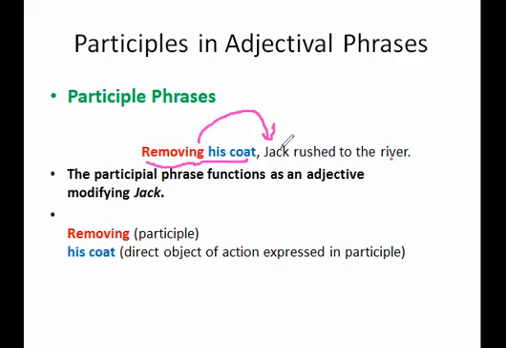What did Jack do? What quality do we get of Jack? From this phrase, removing his coat, removing is the participle and his coat is the direct object of action. That is, what was removed? His coat was removed. But altogether, removing his coat is telling us something about Jack.